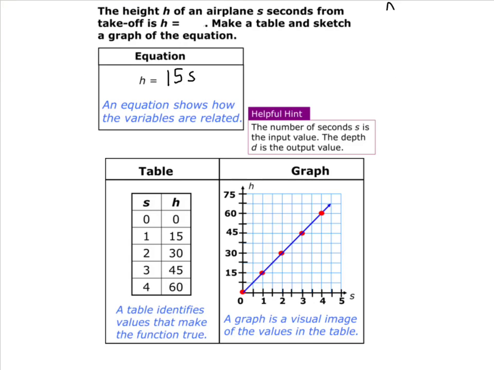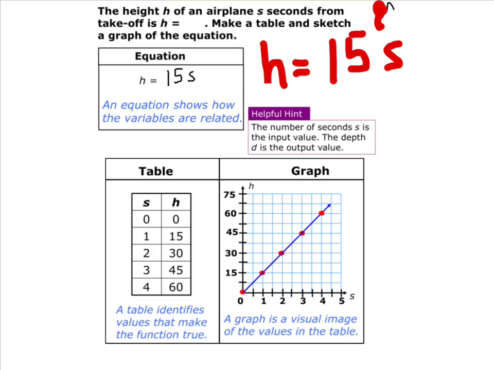Alright, as you can see, our first slide gives us our example over here: the height of an airplane in s seconds from takeoff is h equals 15s. And that's our equation. Our height equals 15 times the seconds. It says make a table and sketch the graph of the equation. Well, we have our equation right here.